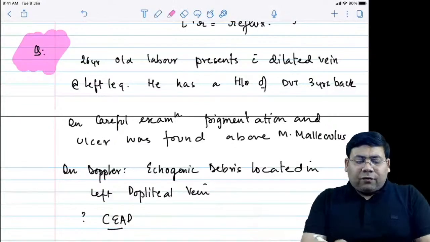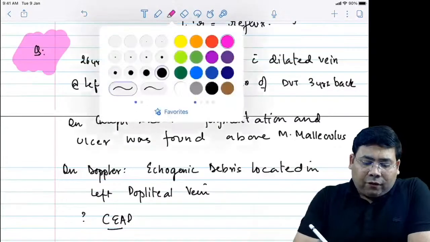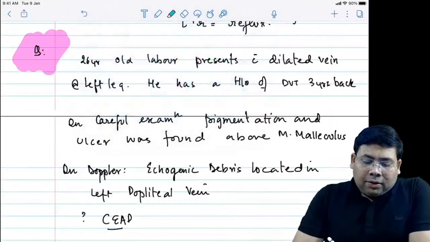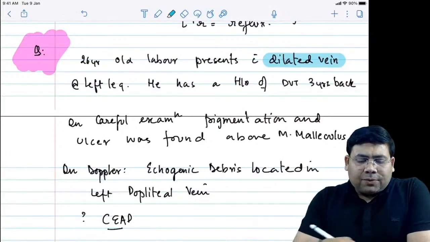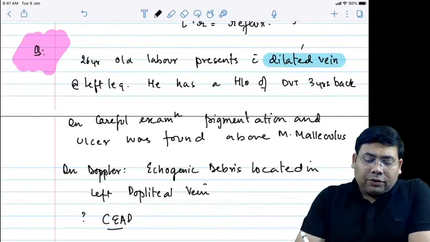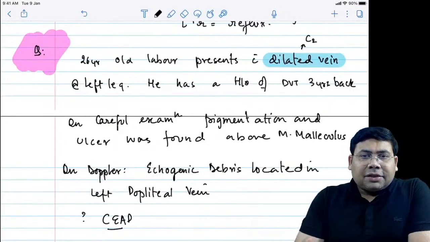Now, what are the pieces of information that you will be looking for? Presence of a dilated vein. What's a dilated vein? If it is visible to the naked eye and cosmetically unacceptable, that has brought it into the notice, that is C2.